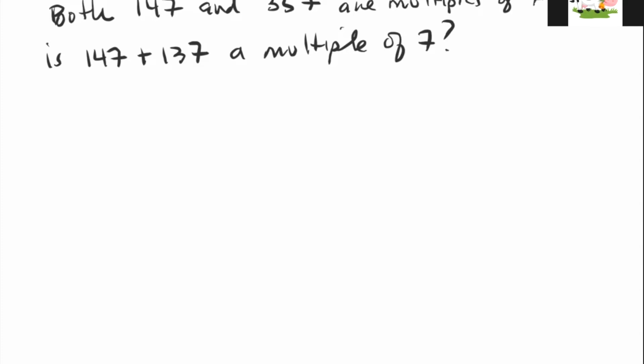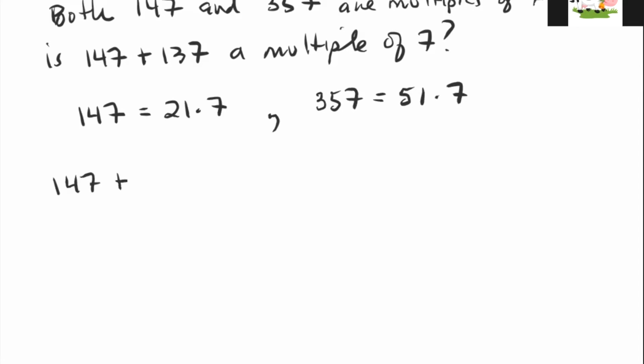I can write 147. We know it's divisible by 7. We could do that on a calculator or using long division. 147 is equal to 21 times 7, and 357 is equal to 51 times 7. So knowing this, I'm going to write 147 plus 357 as 21 times 7 plus 51 times 7.